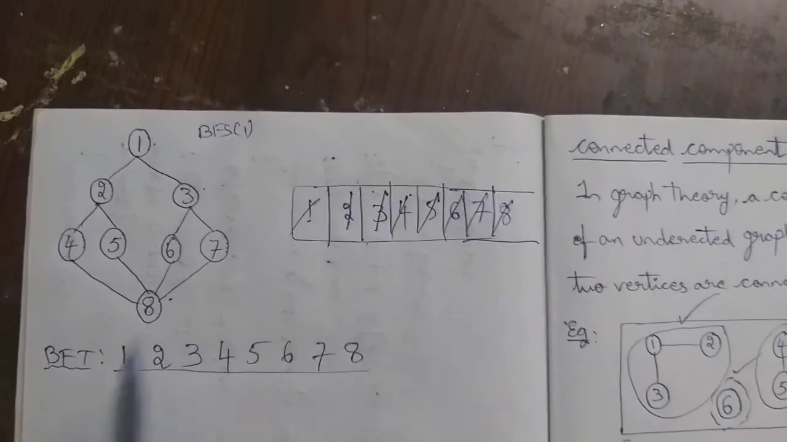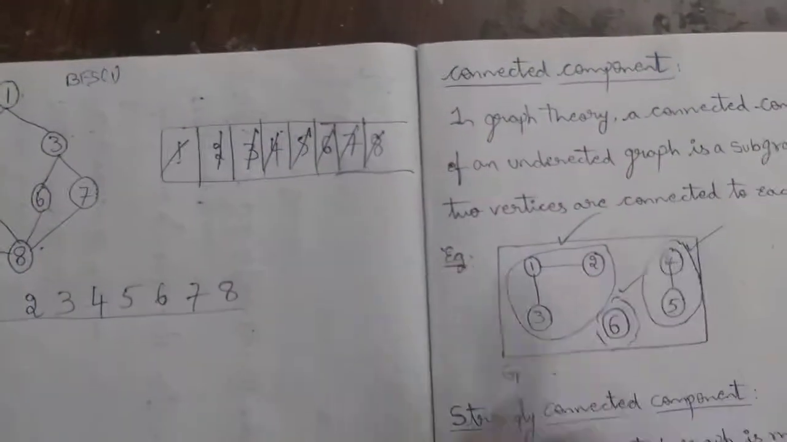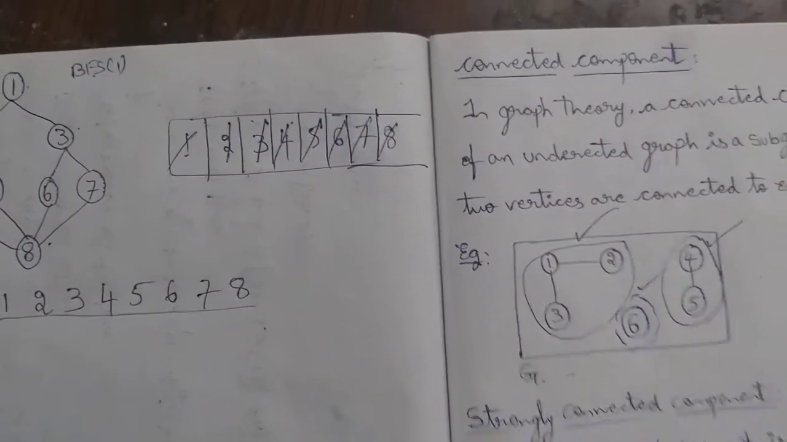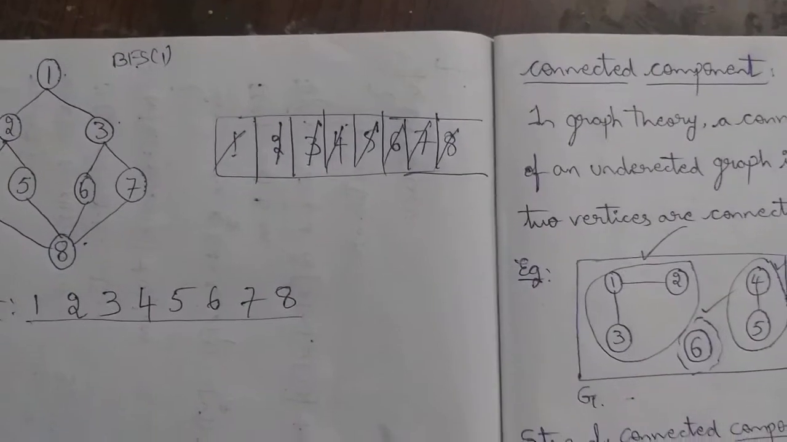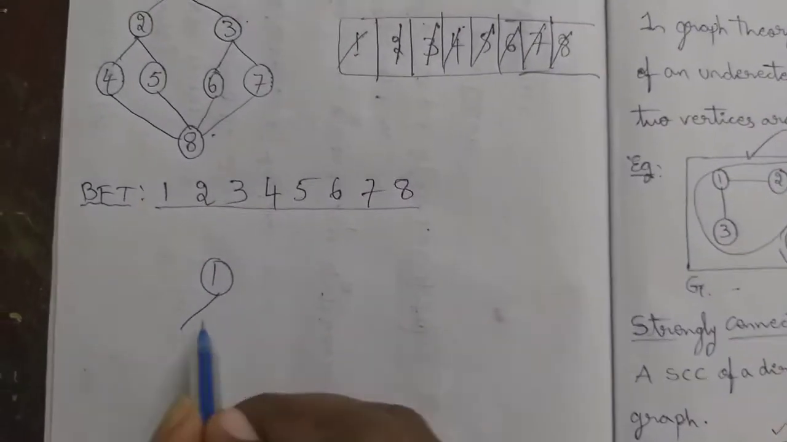If you observe, we can use the same BFS traversal to find the connected components of a given graph, and also we can say whether the given graph is a connected graph or not by using this BFS traversal. Consider this graph.